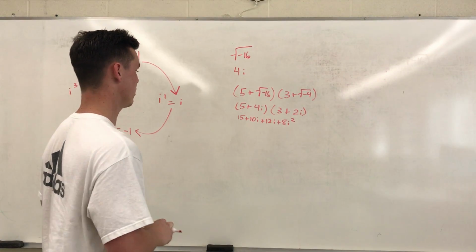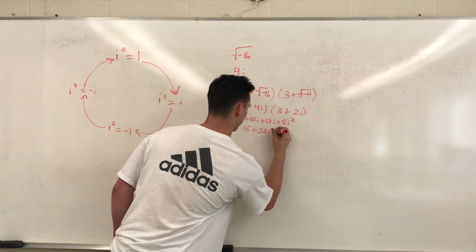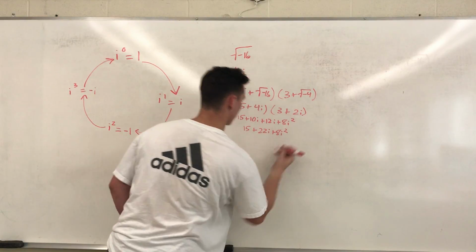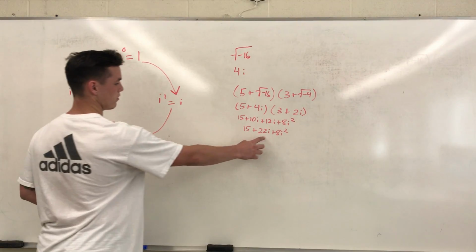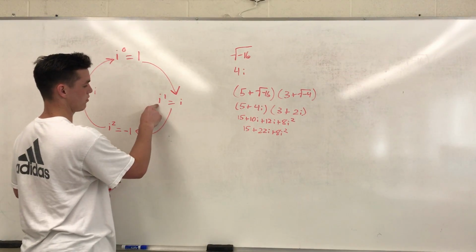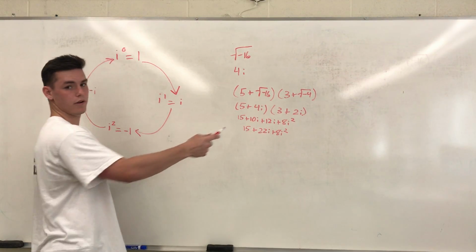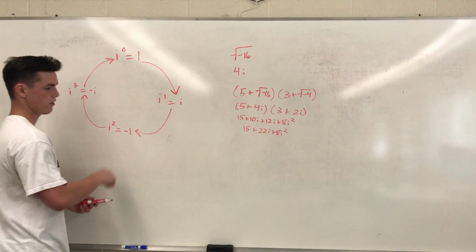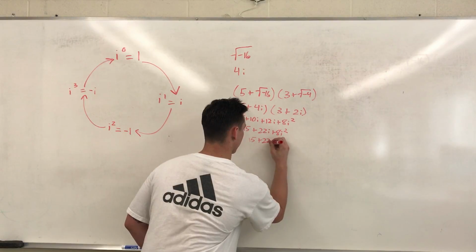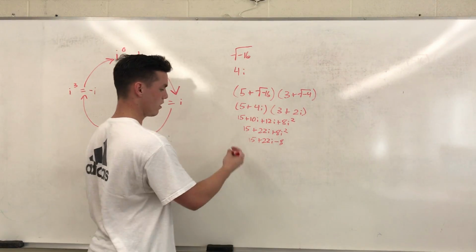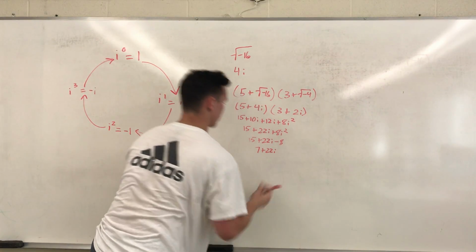So now, once you get here, you combine like terms. And now you can go back over to your chart and figure out what each of those i's are. So this 22i, it's just a regular i, so i to the first is i. So that stays the same. However, the 8i squared is -1. So that would change to -8. So then you subtract 15 and 8, and that's your final answer.